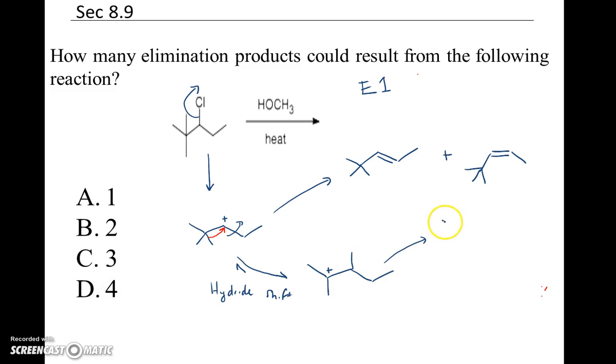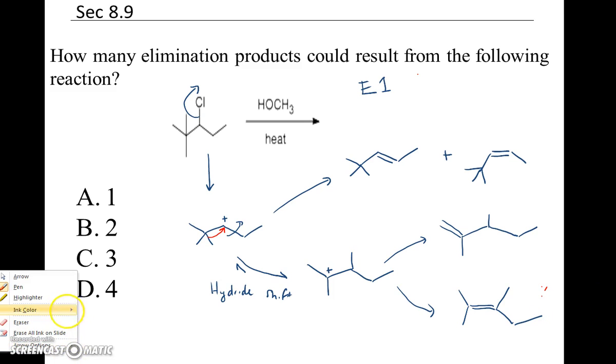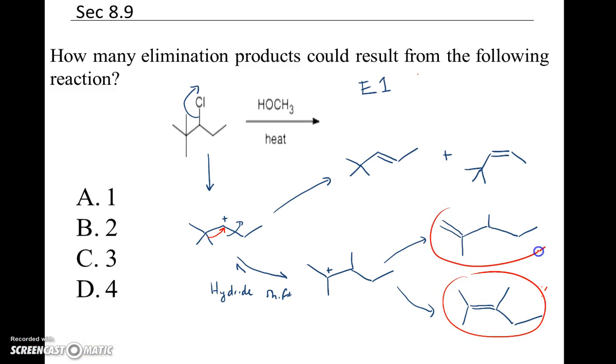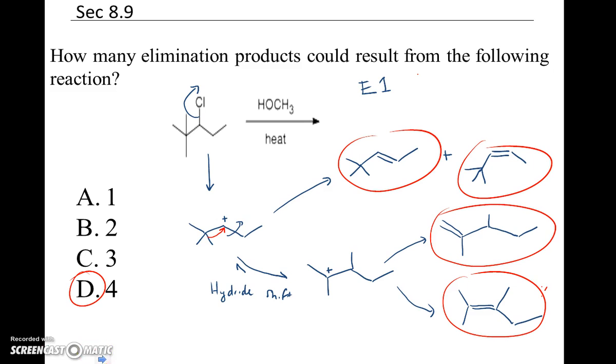So you can have, as well as, see. So you're going to have a total of 4 products. You're going to have this, this, this, and that. So you're going to have a total of 4 products.